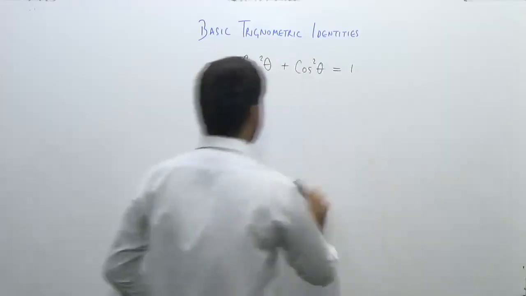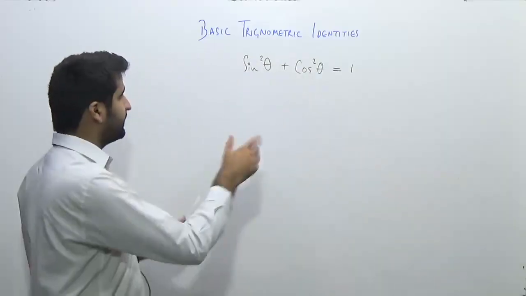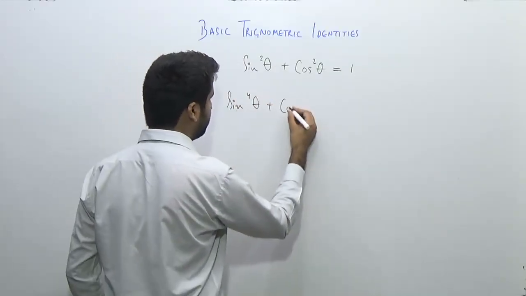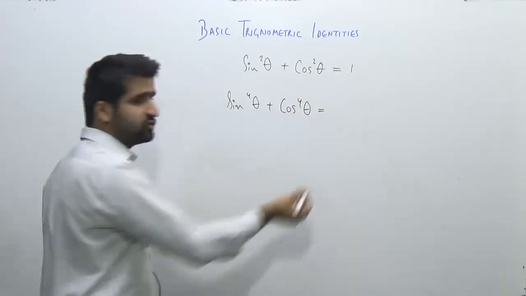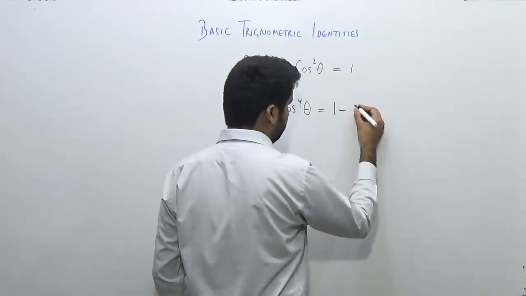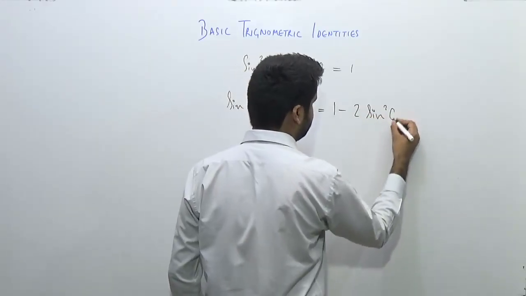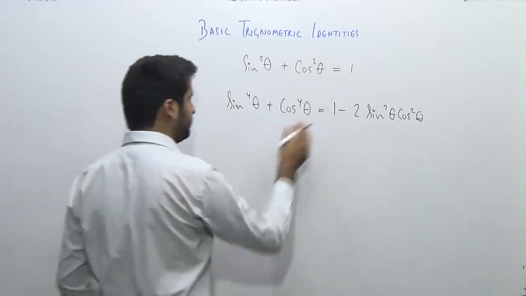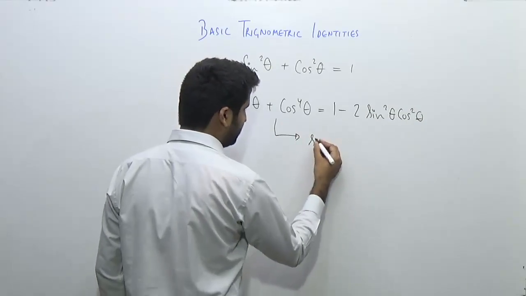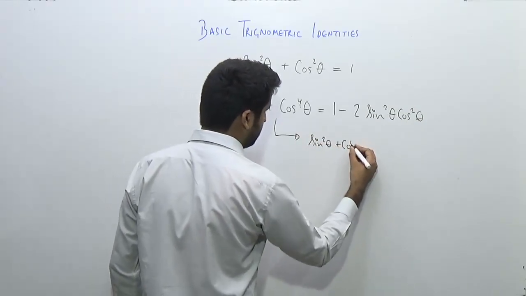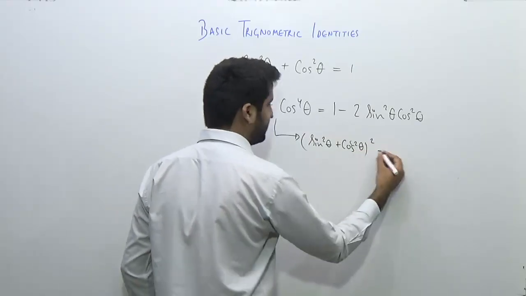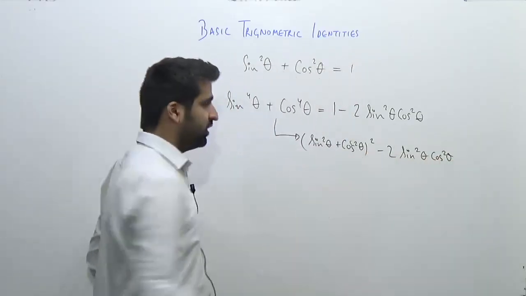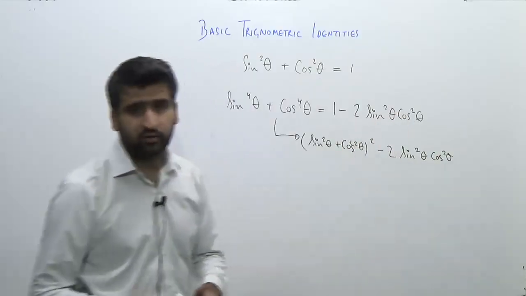These are the basic identities, but I want you to learn two more identities by heart. The first one is sine to the power 4 theta plus cos to the power 4 theta. This can easily be solved, but I want you to learn that this value is equal to 1 minus 2 sine square theta cos square theta. And this is very easy to deduce. How will you get this value? This can be written as sine square theta plus cos square theta whole square minus 2 times sine square theta cos square theta. And subsequently this thing will become 1, and that will give you 1 minus 2 sine square theta cos square theta.